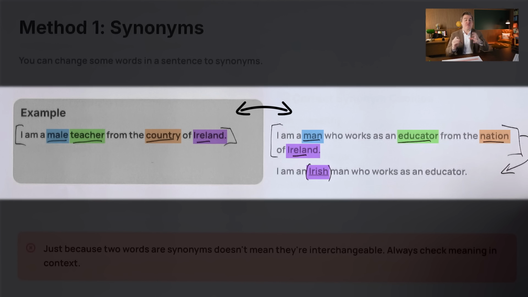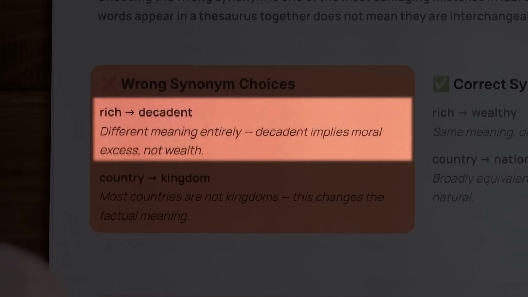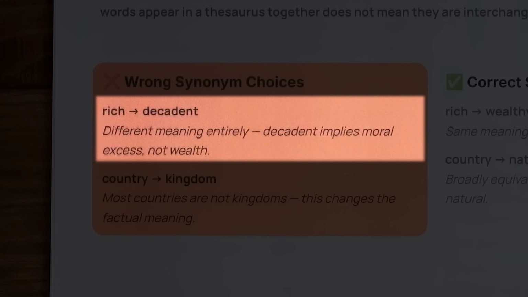We've changed the form of the word to a different version of that word, but it means the same thing within the context of that sentence. But very, very importantly, just because words are synonyms doesn't mean that they are close synonyms. So for example, rich and decadent are synonyms. They have similar meanings, but do they mean the same thing?